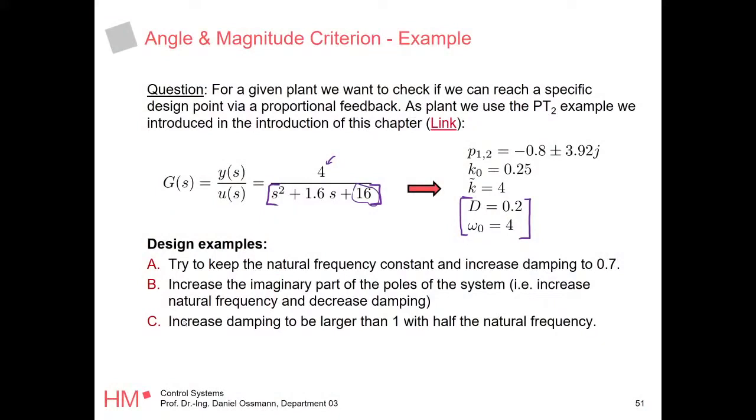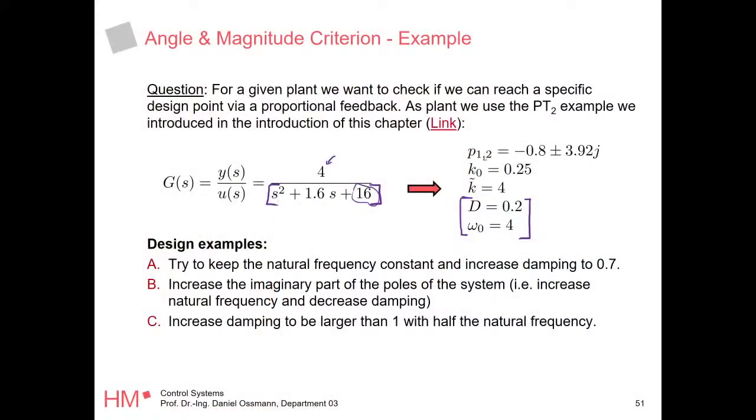Okay, and finally, we want to increase the damping to be larger than 1. With half the natural frequency, right? So we want to increase the damping further, not 0.7. We know when we increase it further, we will get a pole somewhere. We will have basically 2 poles, and the slower one will dominate our response. And for that one, we want to have an eigenfrequency which is half the natural one, right? Okay.